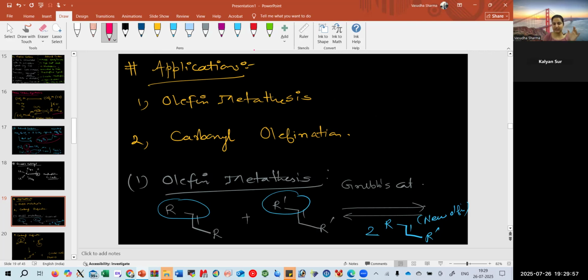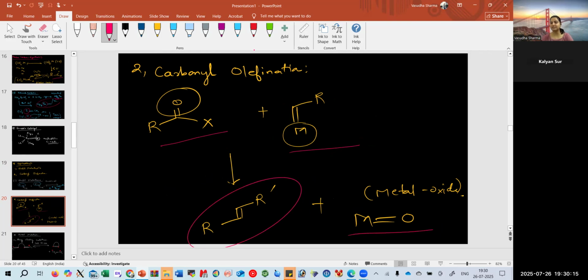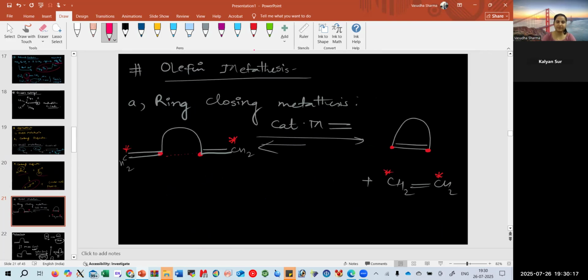So if you see, this is R and R, this is R dash and R dash. These now R and R dash with the first half. This is going to make a new olefin. So it will release the two molecules of the same olefin, which is a new olefin. Now, carbonyl olefination is something where we have a carbonyl group and we have a catalyst, and it will end up giving you a new olefin and releasing a metal oxide complex over there.